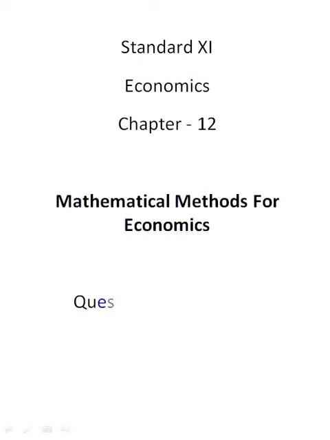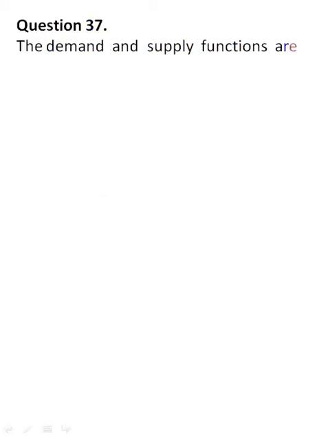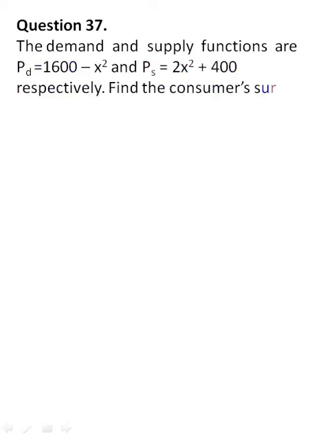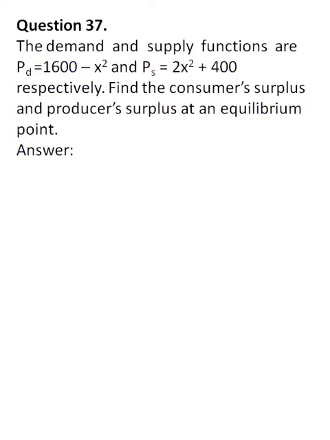Dear students, in this video we shall solve question number 37 of Standard 11 Economics from Chapter 12, Mathematical Methods for Economics. The demand and supply functions are P_D = 1600 − x² and P_S = 2x² + 400 respectively. So the first one is the demand function and the second one is the supply function. Find the consumer surplus and producer surplus at an equilibrium point. So we have to find the consumer surplus and producer surplus at an equilibrium point.